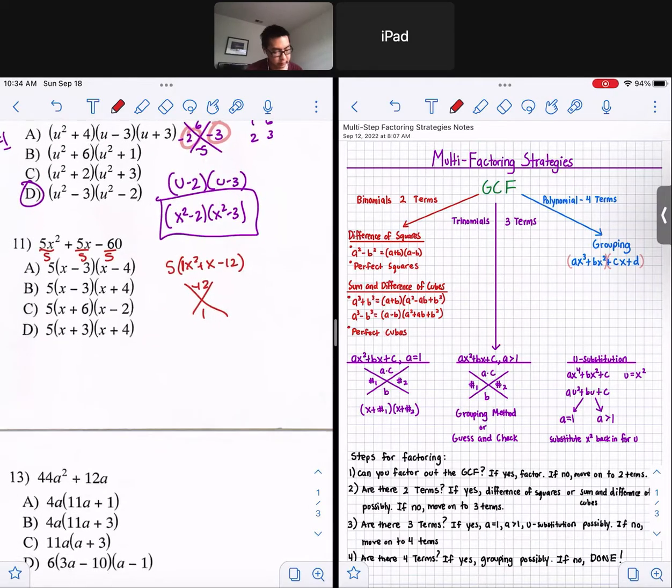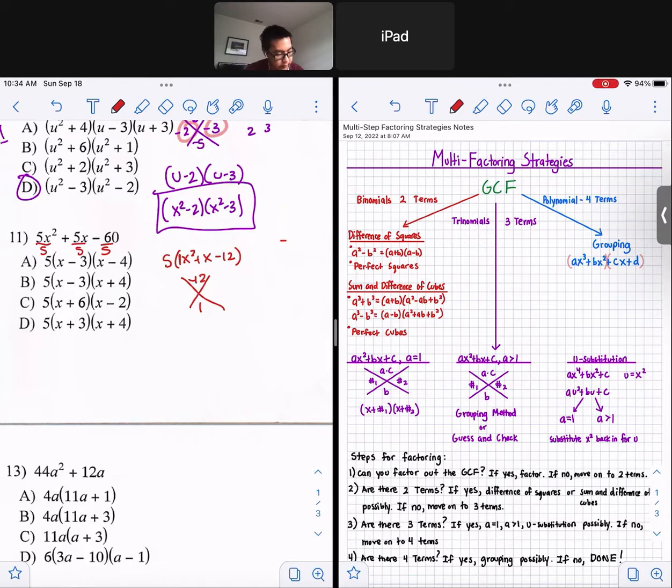x method, -12 up top, 1 on the bottom, and let's figure out factors of -12. 1 and 12, 2 and 6, 3 and 4, but one of them's gotta be negative because a negative times a positive will give us a negative 12, and they gotta add up to be 1, so it's gonna be negative 3 and 4.